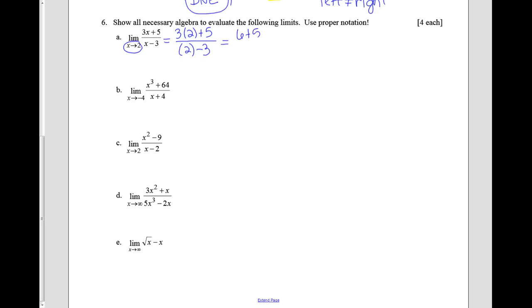So on the top of the fraction, I would have 6 plus 5, which is 11. On the bottom of the fraction, I have 2 minus 3, which is -1. 11 divided by -1 is -11.